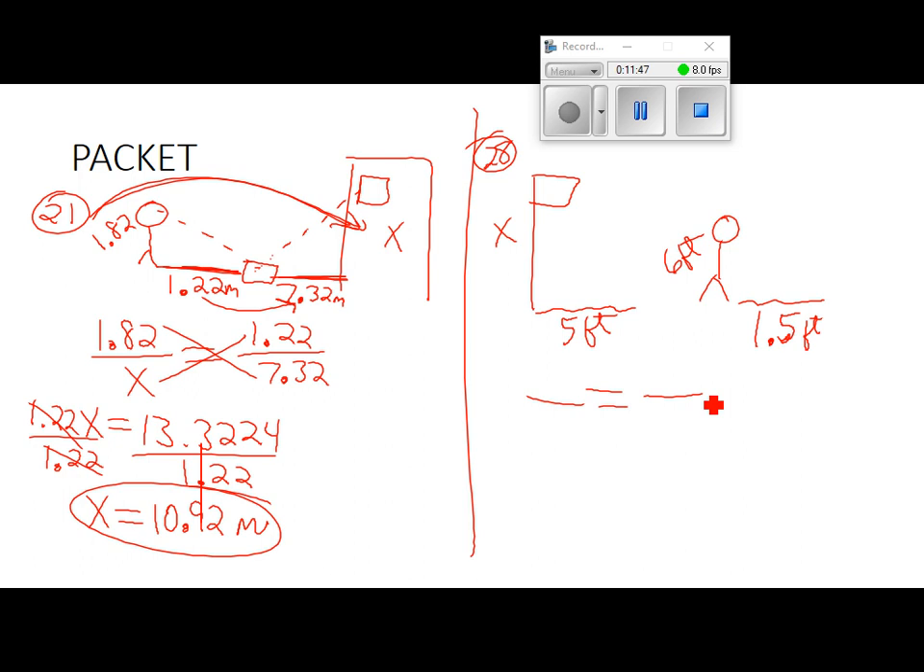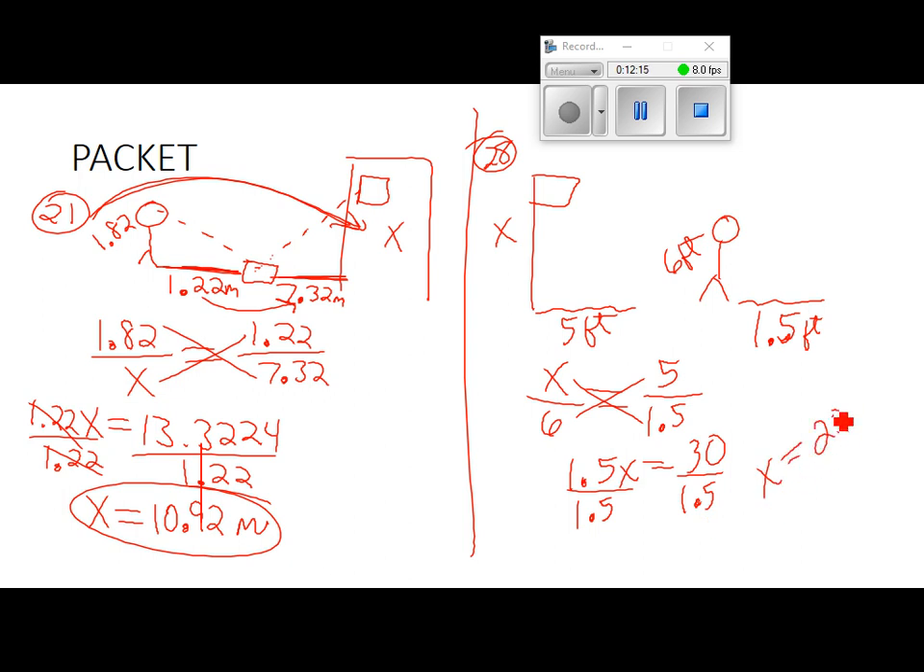What on top? X. Compares to what? Six feet. What do you get going that way? 1.5X. About the other way? 30. Now what? What do you end up with? 20. 20 what? Feet. So it makes sense for the flagpole to be 20 feet tall. Yeah. Next question.